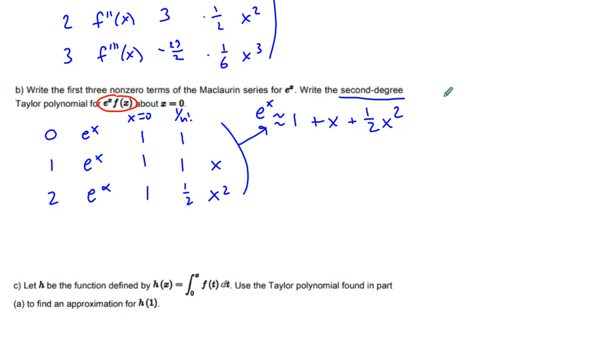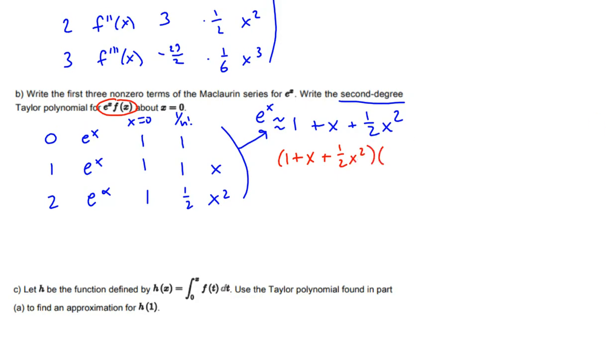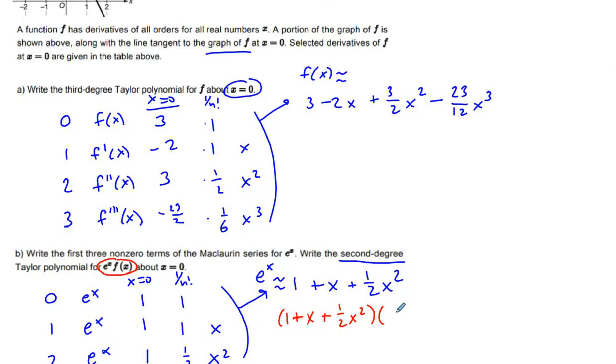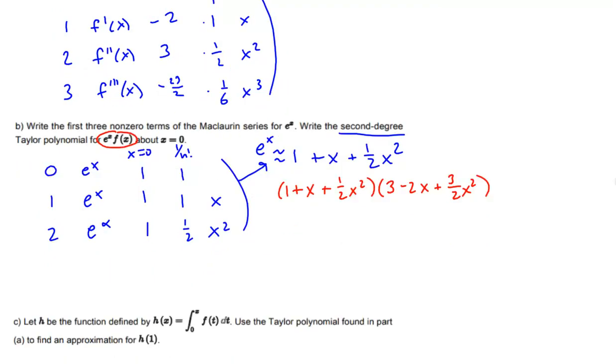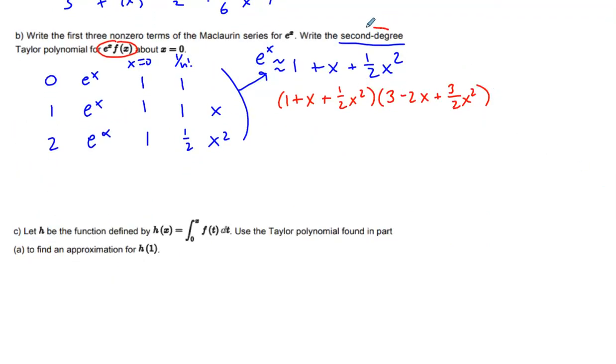But there's another way to do this that I want to show you, and that is we're looking for e to the x times f of x. Well, here's e to the x, and here's f of x. I'm going to just copy it down from up here. 3 minus 2x plus 3 halves x squared. I'm going to stop there. This term's cubic. I don't need the cubic term because we're looking for a second degree product. If we multiply these two polynomials together and only consider the terms that are quadratic or lower, we'll have our answer.